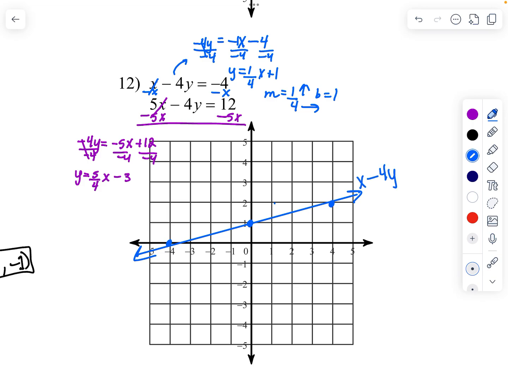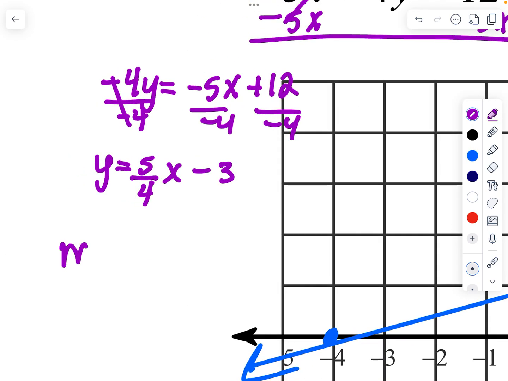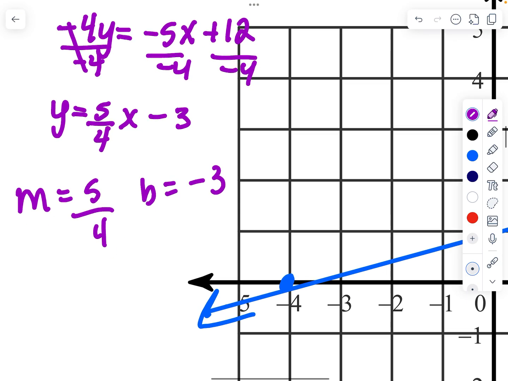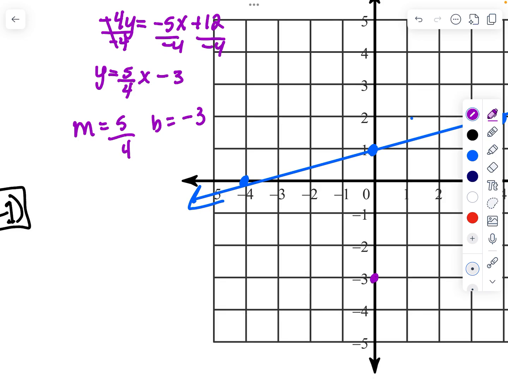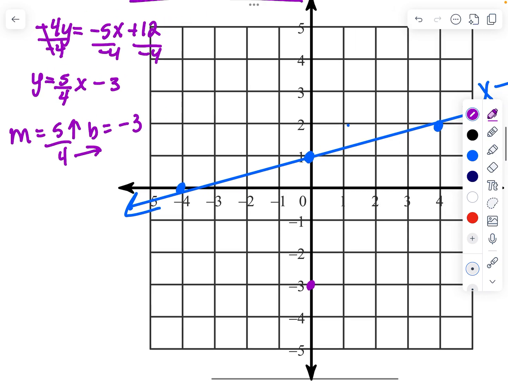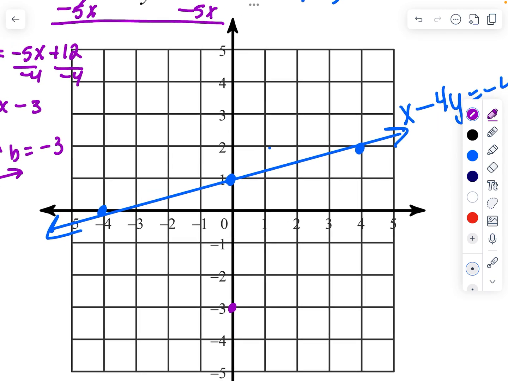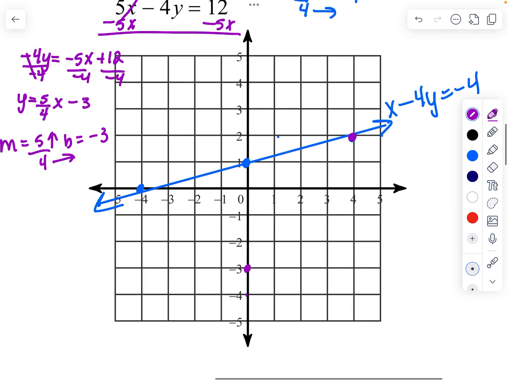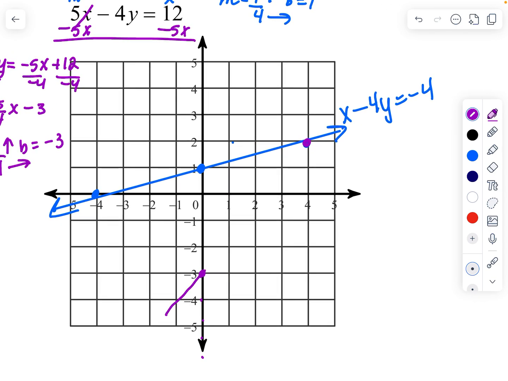X minus 4y equals negative 4. Okay, for the next one over here, m is 5 over 4, already a fraction, which is great. B is negative 3. You're going to begin at negative 3. This time you're going up 5, it's positive, and right 4. So I'm going up 1, 2, 3, 4, 5, right 4. I overlap. I can't go anywhere else because if I try to go down 5, I'm off the grid. So I'm going to connect these two as best I can. Draw some arrows. Label with the original, which was 5x minus 4y equals 12.